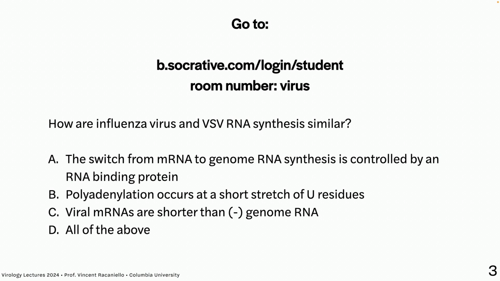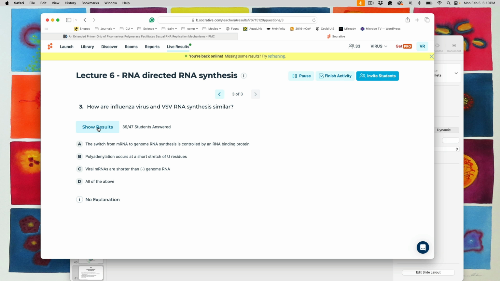So that leads to the question, how are influenza virus and VSV RNA synthesis similar? A: the switch from mRNA to genome synthesis is controlled by an RNA binding protein. B: polyadenylation occurs at a short stretch of U. C: viral mRNAs are shorter than the minus genome RNA. Or D: all of the above. Which are similar? Let's see what we did.